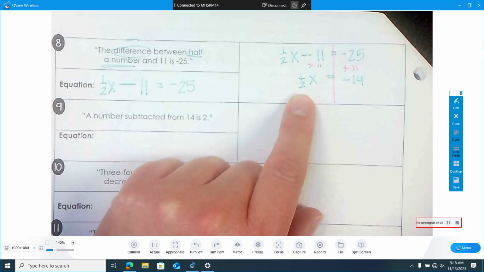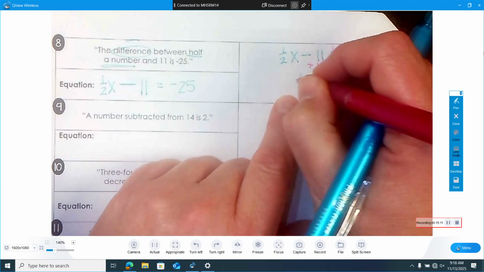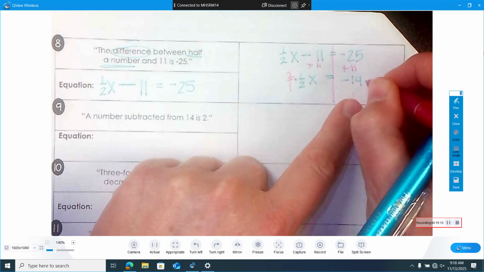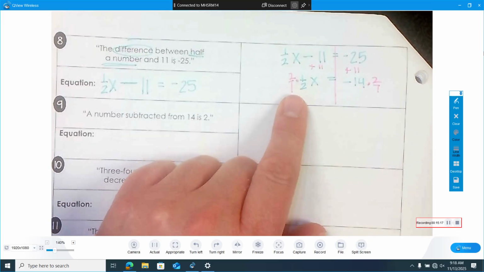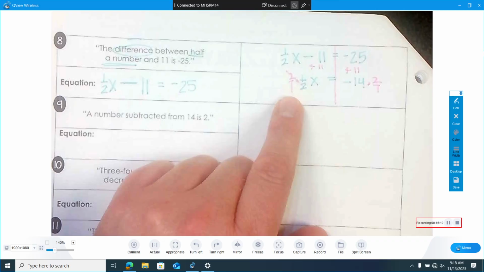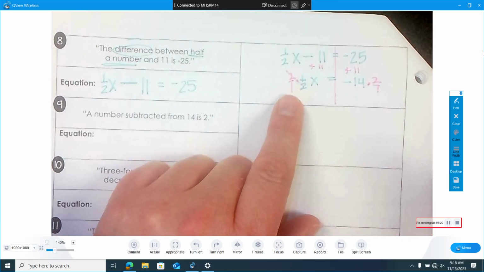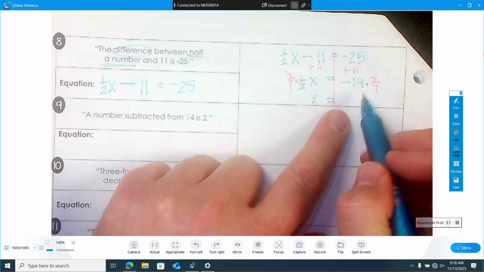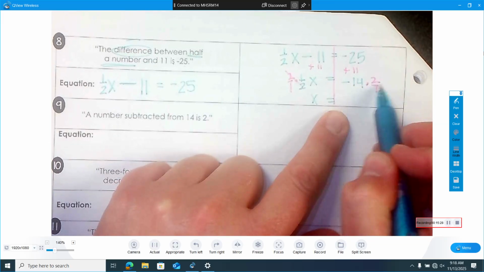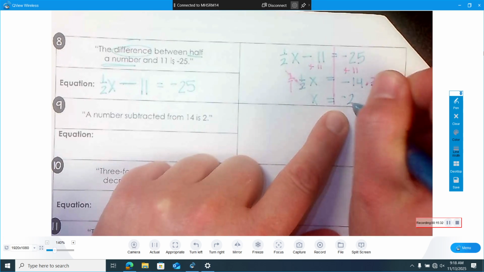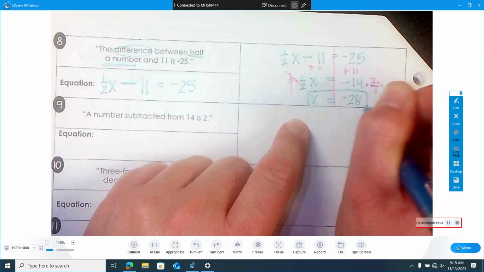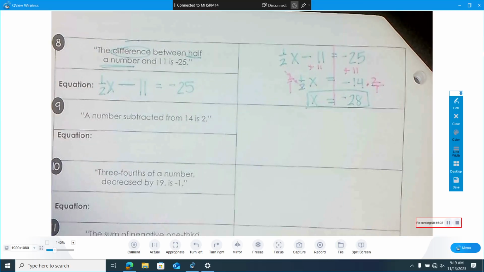How do we get x by itself? Divide. We could divide by a half. Could I also multiply by the reciprocal? That's the other way to do that. So we could divide if you wanted to, but I like to multiply by the reciprocal. Flip the fraction, so times 2 over 1. So we get x equals, and then you can see here it's just negative 14 times 2, which is negative 28. So multiply by the reciprocal is the other way to do that.